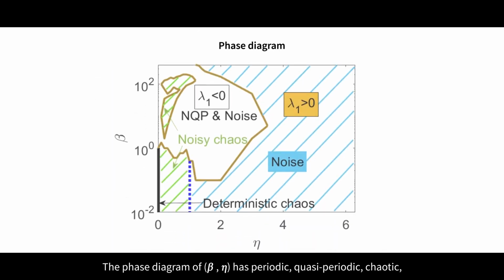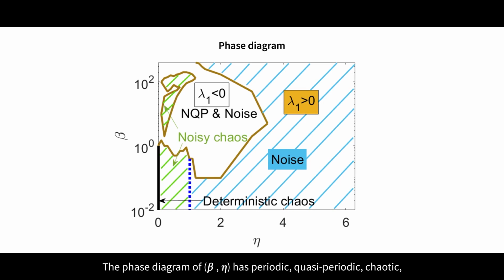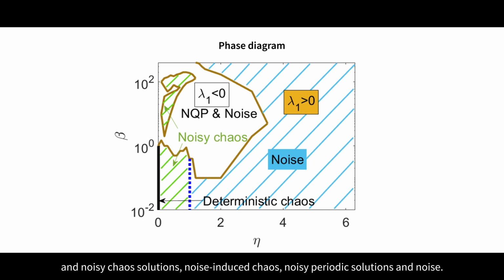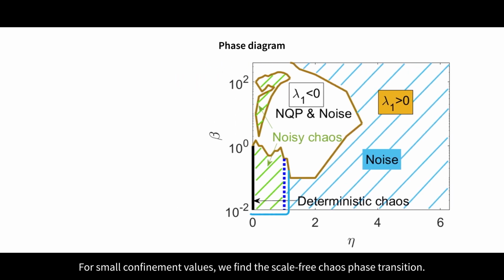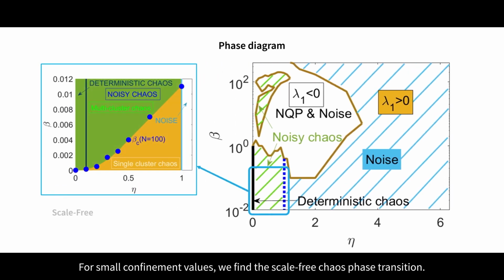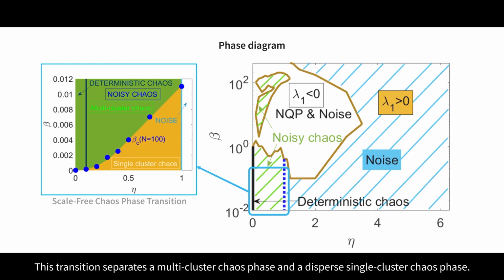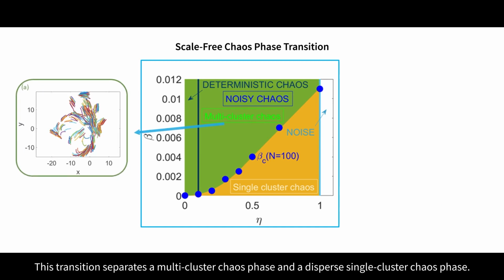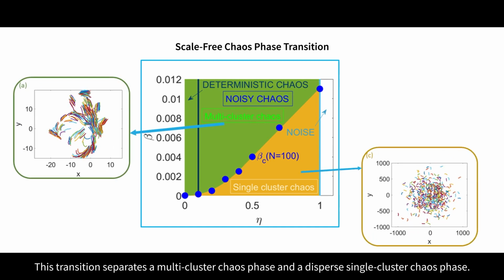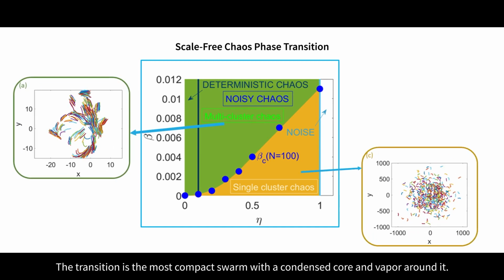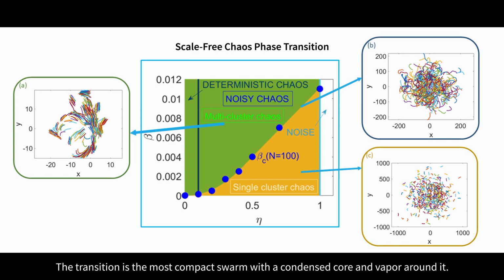The phase diagram of beta, eta, has periodic, quasiperiodic, chaotic, and noisy chaos solutions, noise-induced chaos, noisy periodic solutions, and noise. For small confinement values, we find the scale-free chaos phase transition. This transition separates a multi-cluster chaos phase and a dispersed single-cluster chaos phase. The transition is the most compact swarm with a condensed core and vapor around it.